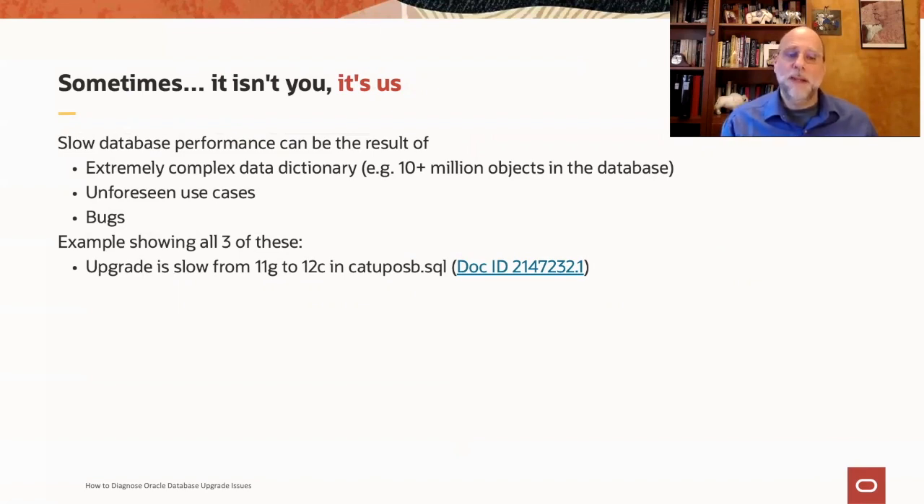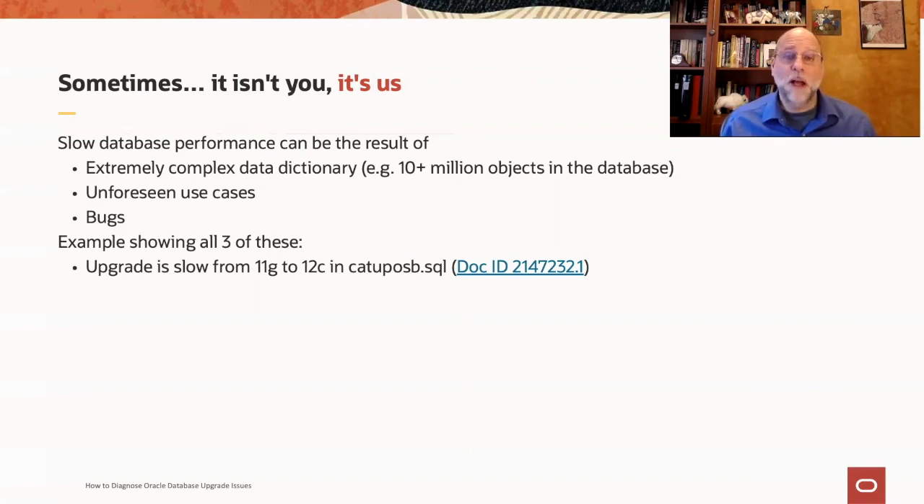And I've given you an example here, this file catuposb.sql. This is a SQL file that's part of your upgrade, and you can actually look inside this file in your RDBMS admin directory, and you will see at various points in there comments about changes that were made for each of these cases. The extremely complex data dictionary, there was a case where we changed the way a particular query was coded to be more efficient on really, really big data dictionaries.